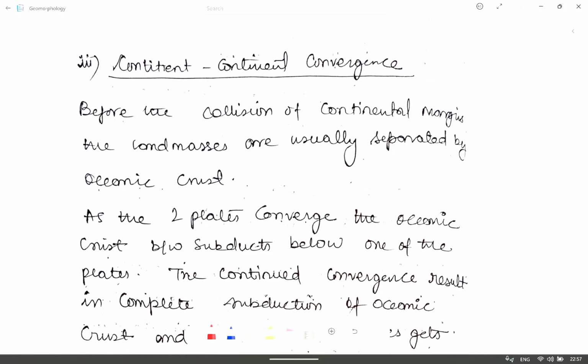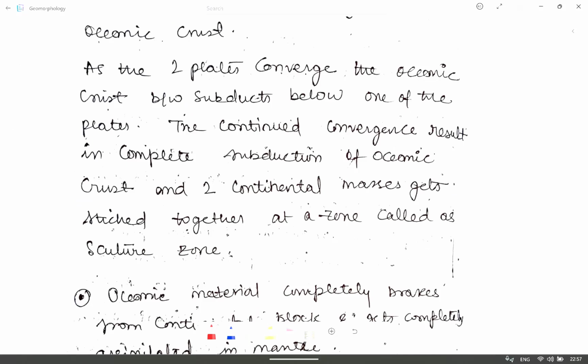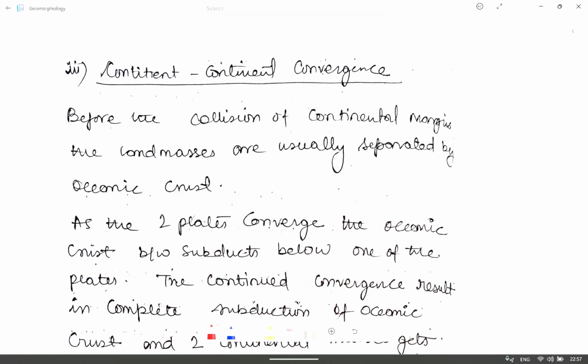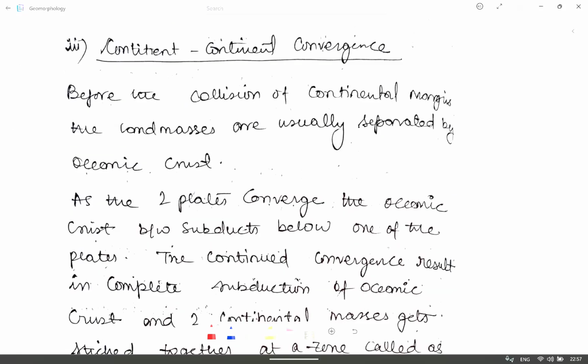Now before the collision of the continent margins, the land masses, they are usually separated by the oceanic crust. Now जैसे ही दो plates converge करते हैं, oceanic crust जो है between subducts below one of the plates. So continent convergence कैसे होगा? Continent convergence में below the collision, एक oceanic crust जो होगा, that will collide with the continental margin.